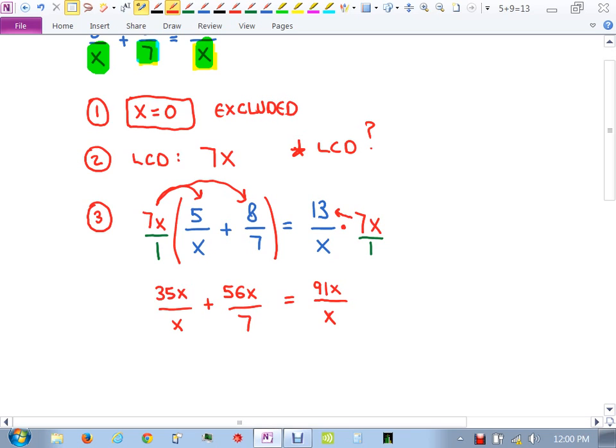Yeah, this is not step 4 yet. All I've done is multiplied through. This is all still step 3. Now, what I would like to do before I get to step 4, which is to solve the equation, is cancel things that I can.